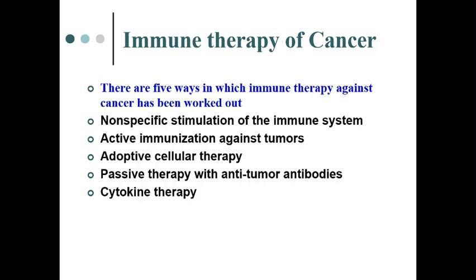One, non-specific stimulation of the immune system, active immunization against the tumors, that is by using tumor antigens, adoptive cellular therapy. Here, the tumor cells in fact are attacked by using the immune cells adopted from an individual. In the sense, it is a kind of ex vivo gene therapy. Then passive therapy with antitumor antibodies and cytokine therapy. Now let us see how each one of them work out against the tumors.